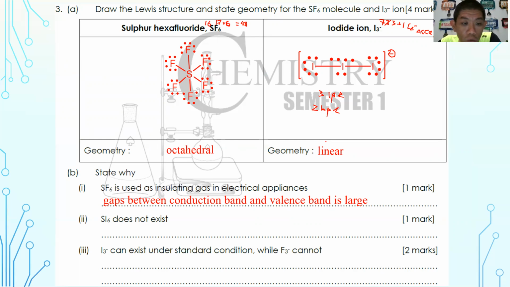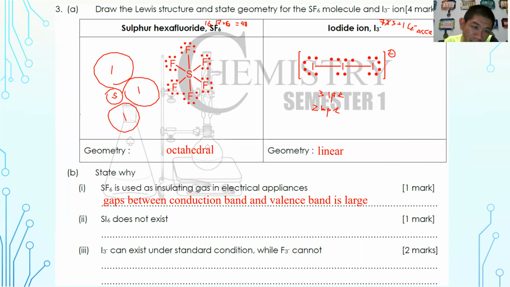Okay, then number 2, SI6 does not exist. Can you imagine how SI6 generally looks? Because sulfur is from period 3, and iodine is from period 5. So iodine is so much bigger compared to sulfur. Can you imagine this sulfur surrounded by 6 very bulky iodine atoms? The iodine can no longer fit inside the space already.